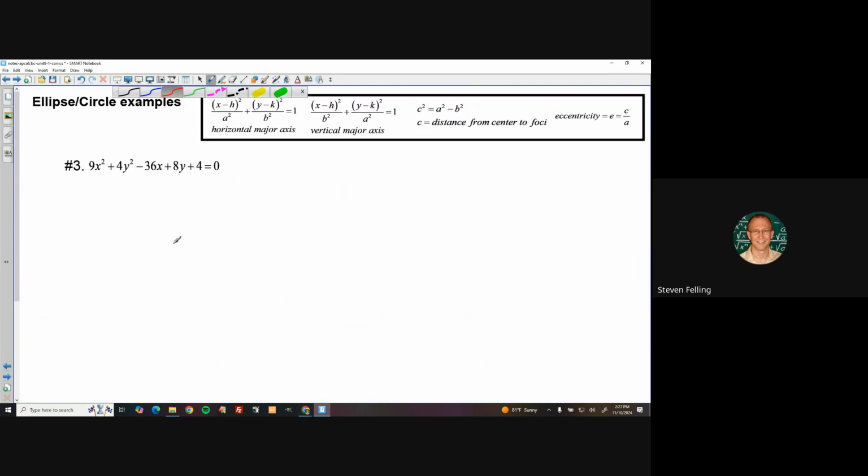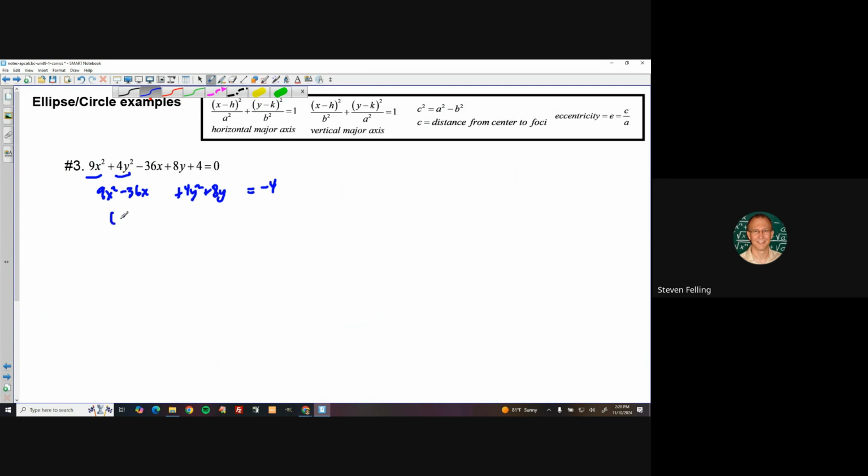All right, let's take a look at a couple of examples. In this case, we can start with this one. I can tell this is going to be an ellipse because I have an x squared term and a y squared term, and they're both the same sign. All right, so what we'll do is we'll gather the x terms together. So 9x squared minus 36x. I'm going to leave some space because we're going to complete the square. Then we have 4y squared plus 8y, and we'll leave some space to complete the square, and I'm going to subtract the 4 to the other side.